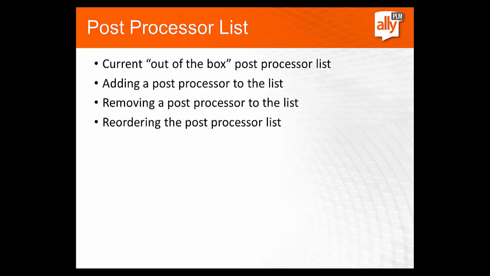And lastly, we're going to look at editing our post-processor list. We're going to first take a look at the out-of-the-box post-processor list. Then we're going to add one of our own posts to the list. Then we're going to look at editing the list by removing the posts that we don't use. And then we're going to reorder the post list.